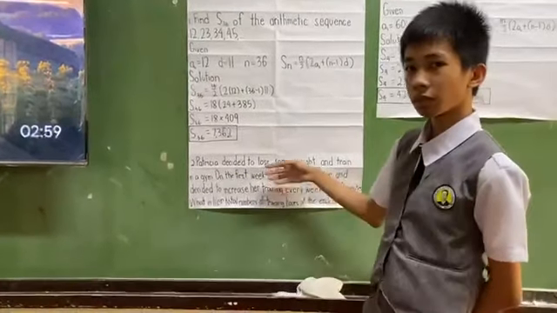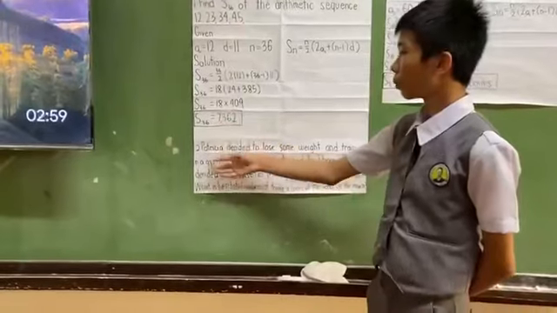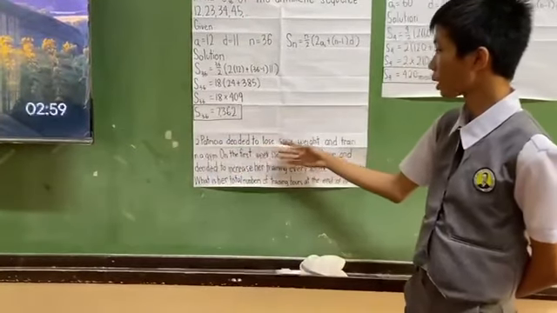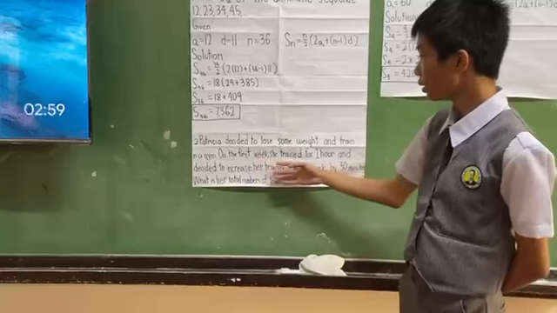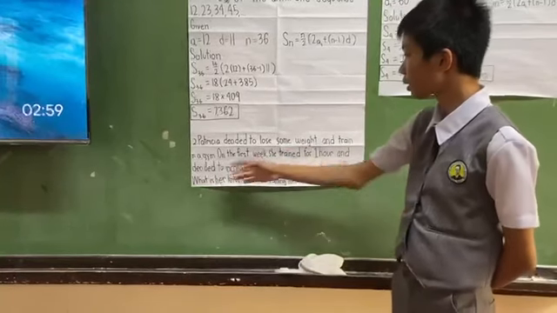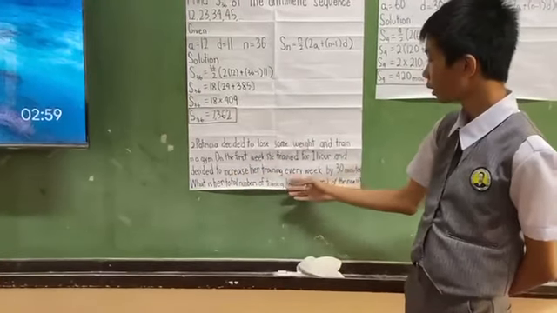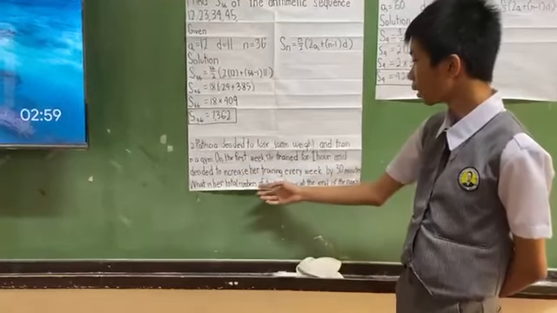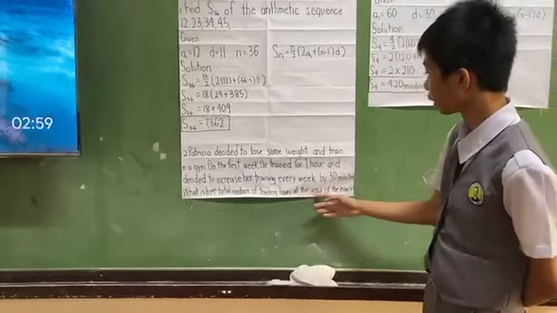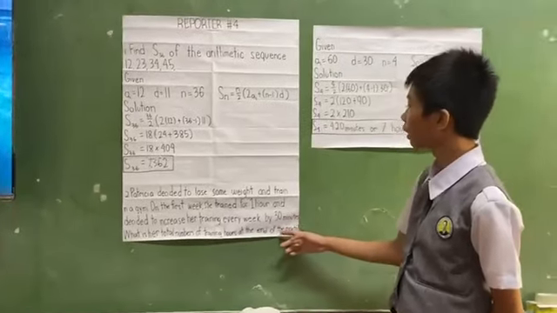Let's proceed to problem number 2. Patricia decided to lose some weight and drink vinaigrette. In the first week, she trained for 1 hour and decided to increase her training every week by 30 minutes. What is her total number of training hours at the end of the month?